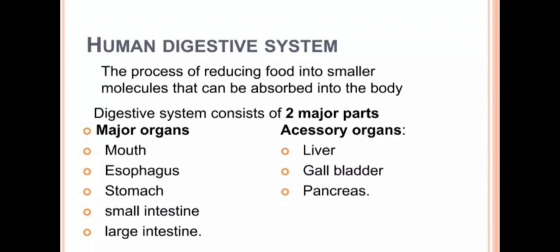It consists of two major parts, major organs and accessory organs. Major organs are mouth, esophagus, stomach, small intestine, large intestine. Accessory organs are liver, gallbladder and pancreas.